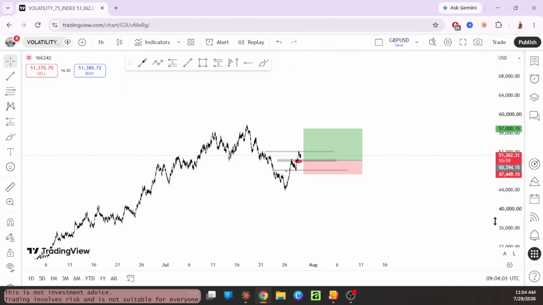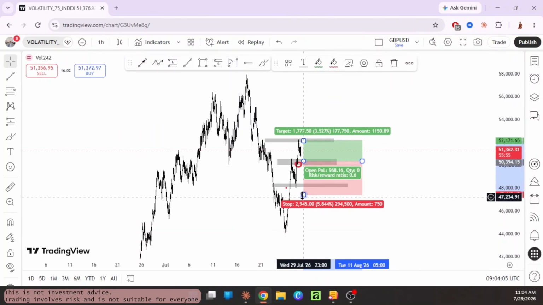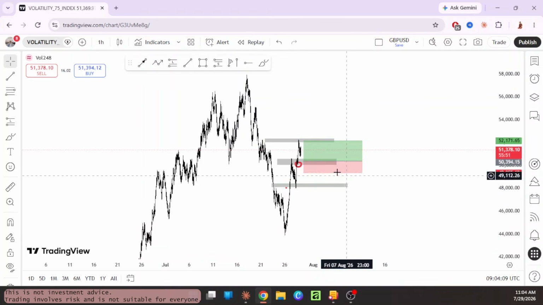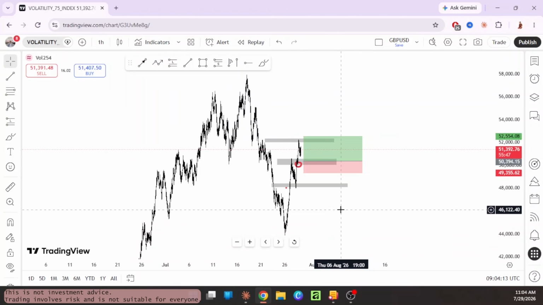Some people would just prefer to say, okay, but with all these zones, it's almost the same if you do this, because it's always going to be something like a 2 to 1 risk to reward ratio. So that's how you trade volatility indices.